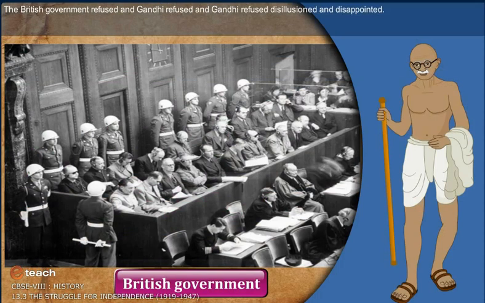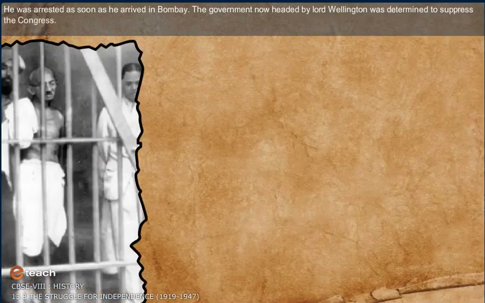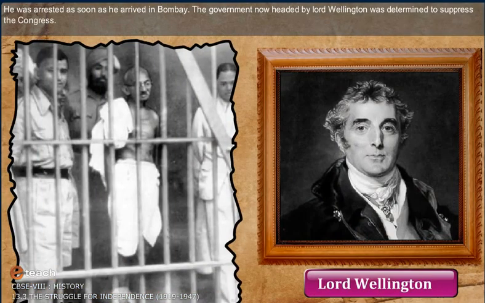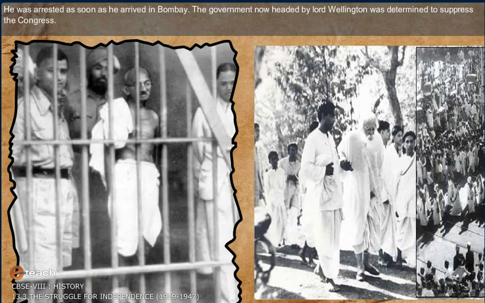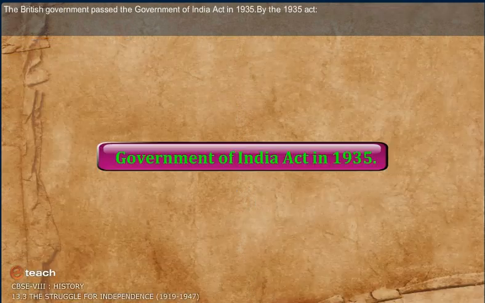The British government refused, and Gandhi returned disillusioned and disappointed. He was arrested as soon as he arrived in Bombay. The government, now headed by Lord Willingdon, was determined to suppress the Congress. The British government passed the Government of India Act in 1935.